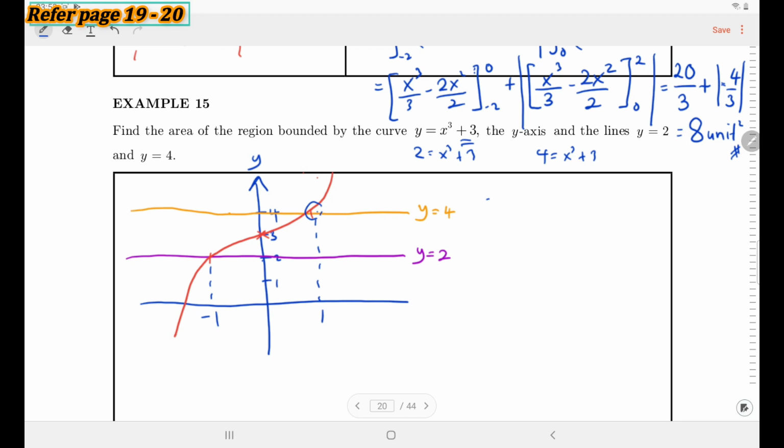So we have done sketching our graph, y equals x cubed plus 3.